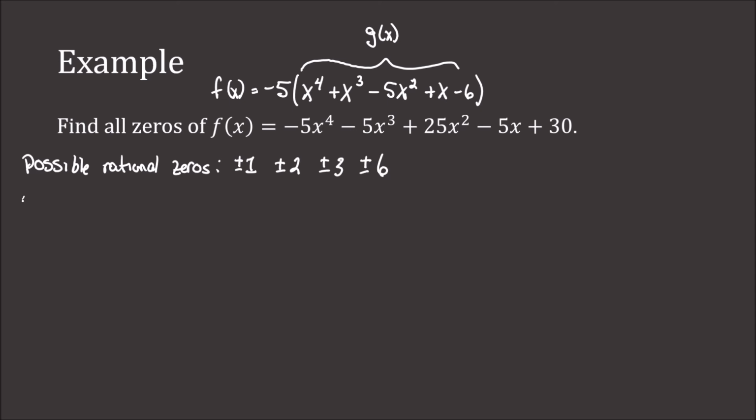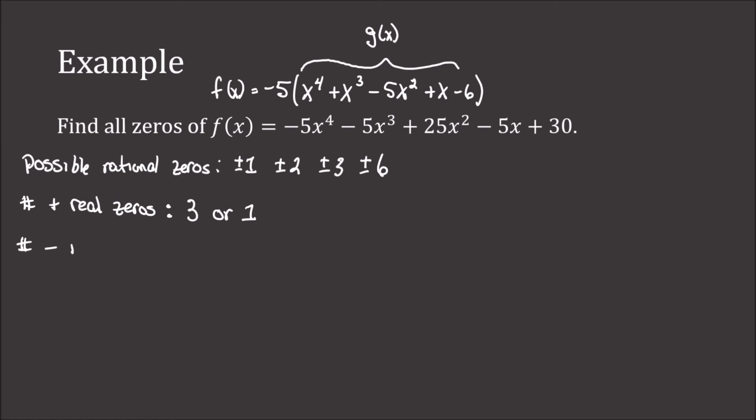So now we want the number of positive real zeros. So we want the sign changes in g of x. Positive, positive, to negative is a sign change, back to positive is a sign change, back to negative is another sign change. So that's 3, or less than that by an even number. So 3 or 1.